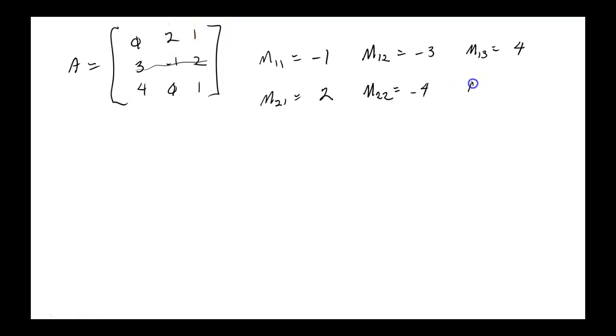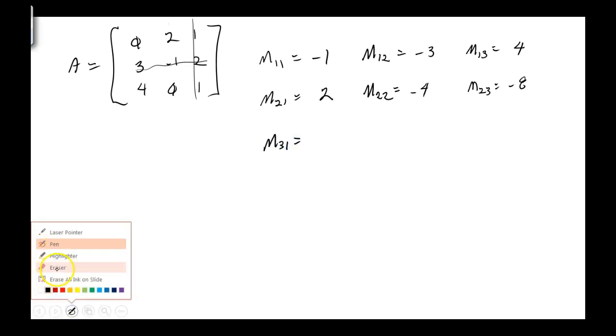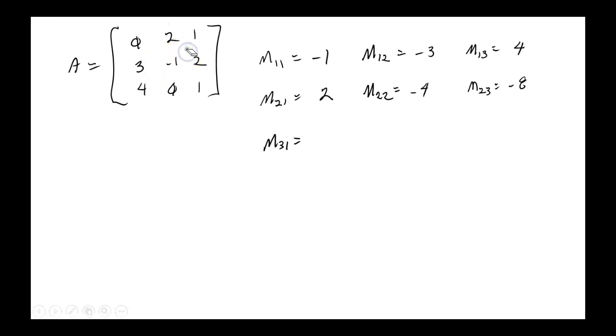The M23 entry would be wiping out the second row, which we already wiped, and the third column, and then you get 0 minus 8. Now move to 3-1. The 3-1 minor: wipe out third row, first column. Take the determinant with what's left. You get a 4 minus a minus, which is plus 1. That's a 5.